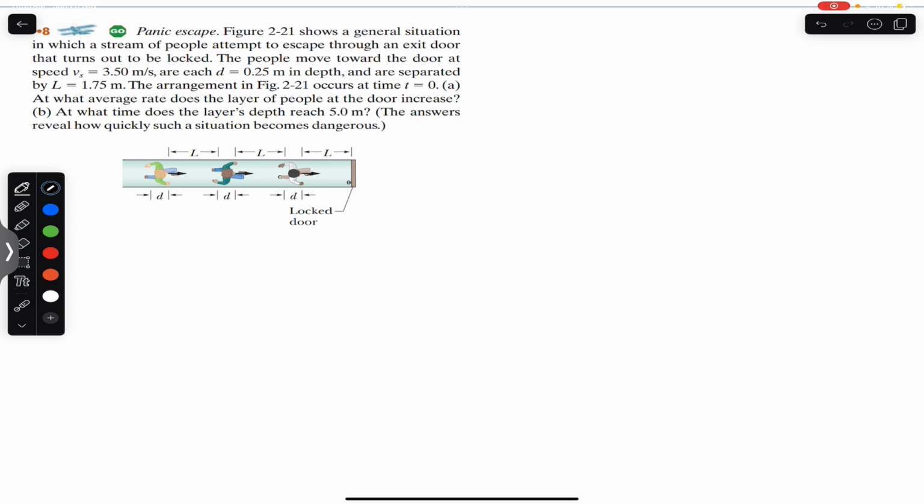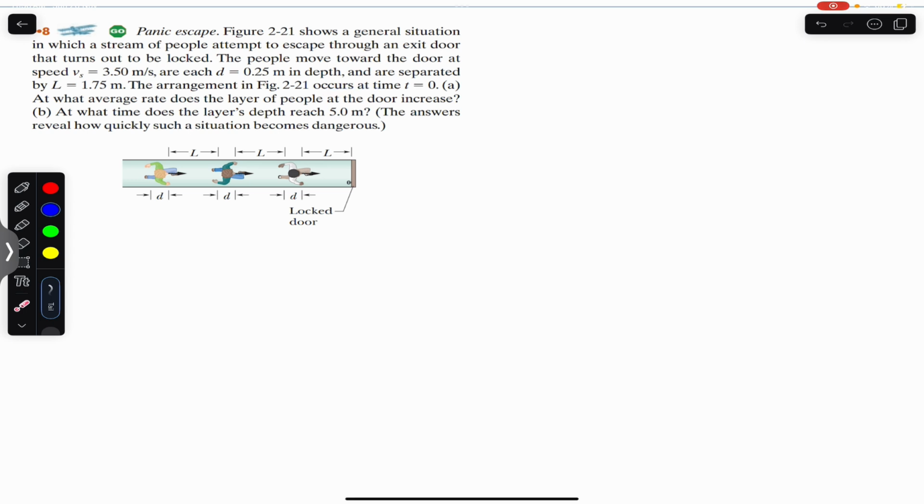Now we are going to solve this problem, which is related to the panic escape. The problem says that figure 21 shows a general situation in which a stream of people attempt to escape through an exit door that turns out to be locked. The people move toward the door at a speed of 3.50 meter per second, each of depth 0.25 meter, and are separated by a distance of 1.75 meter. The arrangement in figure 21 occurs at time t equals 0.